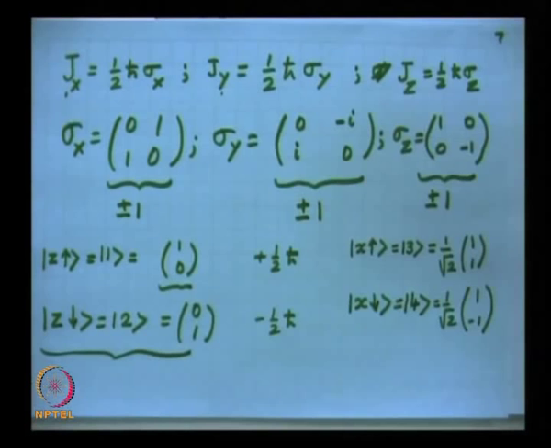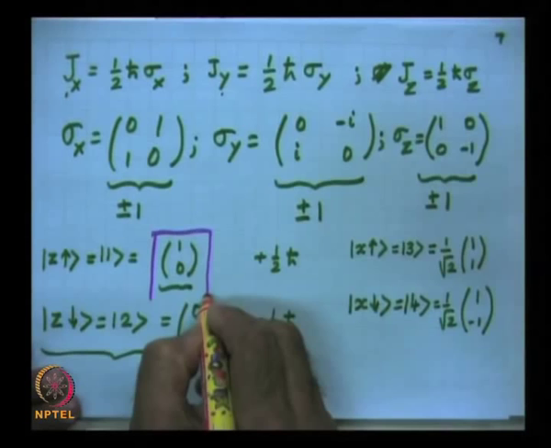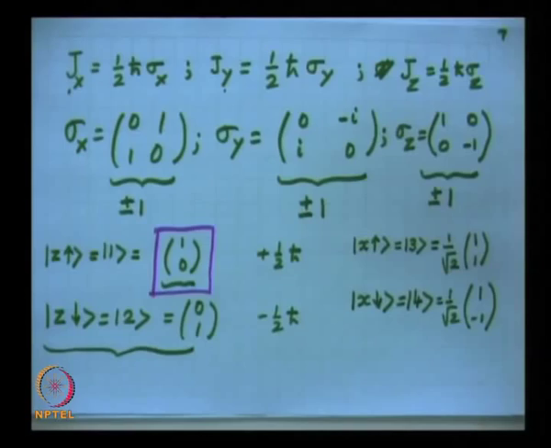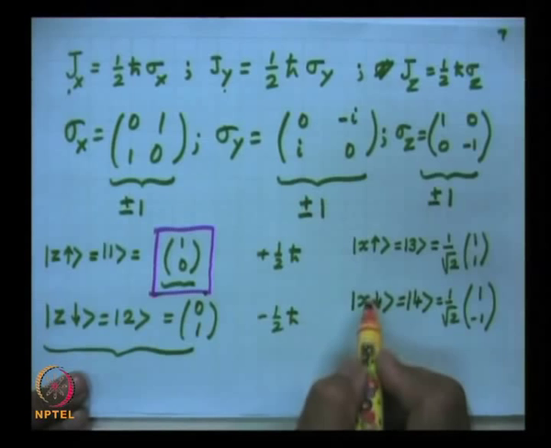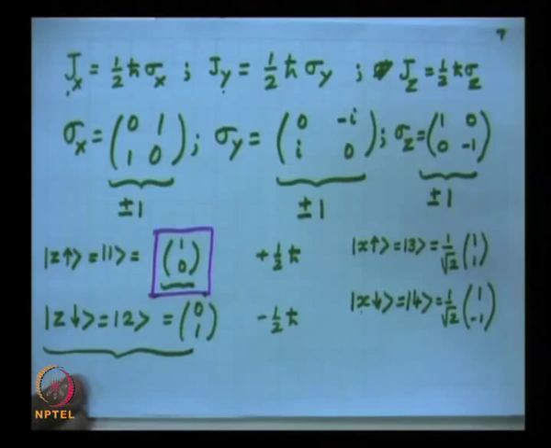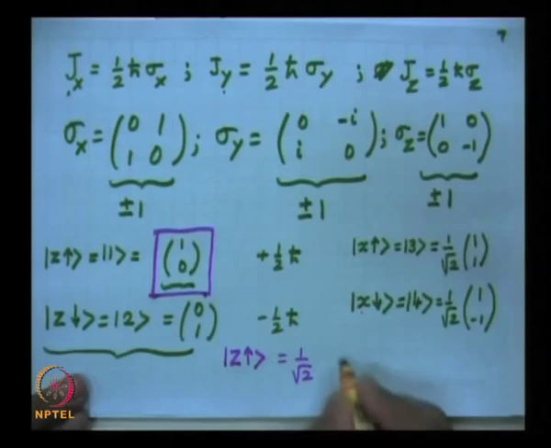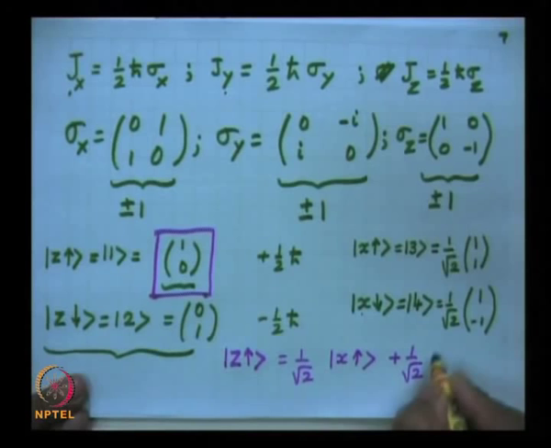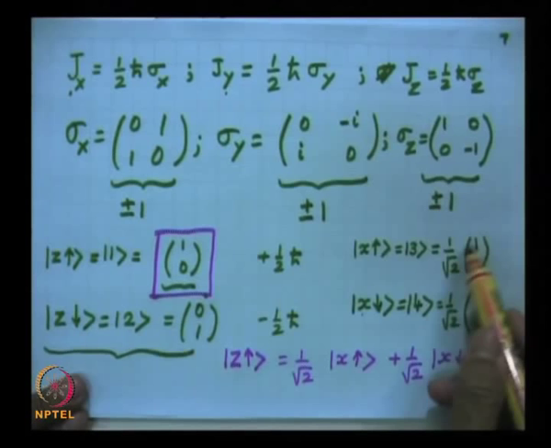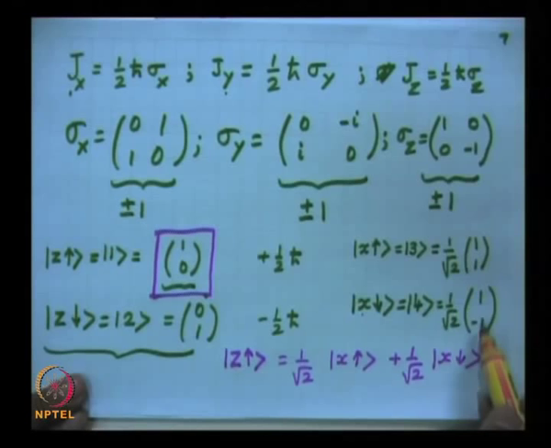Now, my system is in this state and I want to make a measurement of Jx. So, I must express this as a linear combination, as a superposition of x up and x down states. A little algebra will show that the z up state is equal to 1 by root 2 x up state plus 1 by root 2 x down state. If you multiply this by 1 by root 2, I will get half 1 1. If I multiply this by 1 by root 2, you get half 1 minus 1. If I add these two up, the second row will vanish and you will get 1 0.